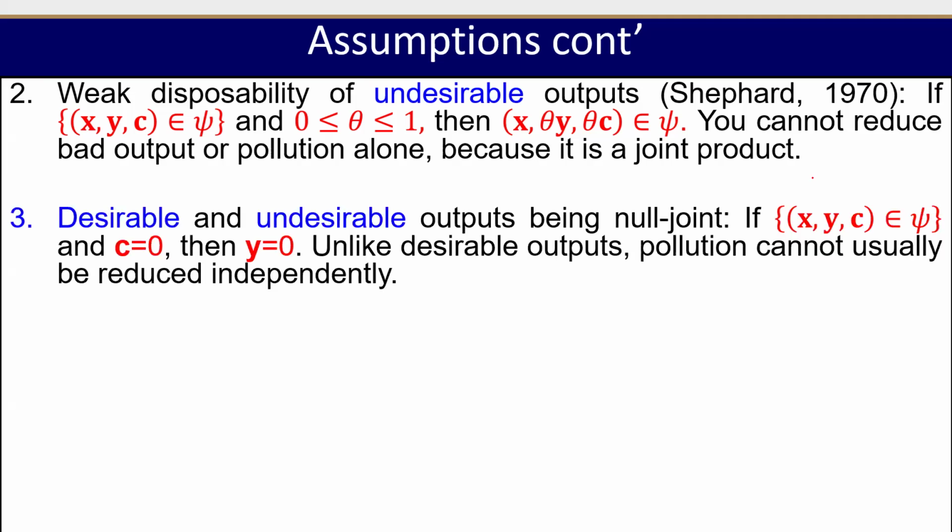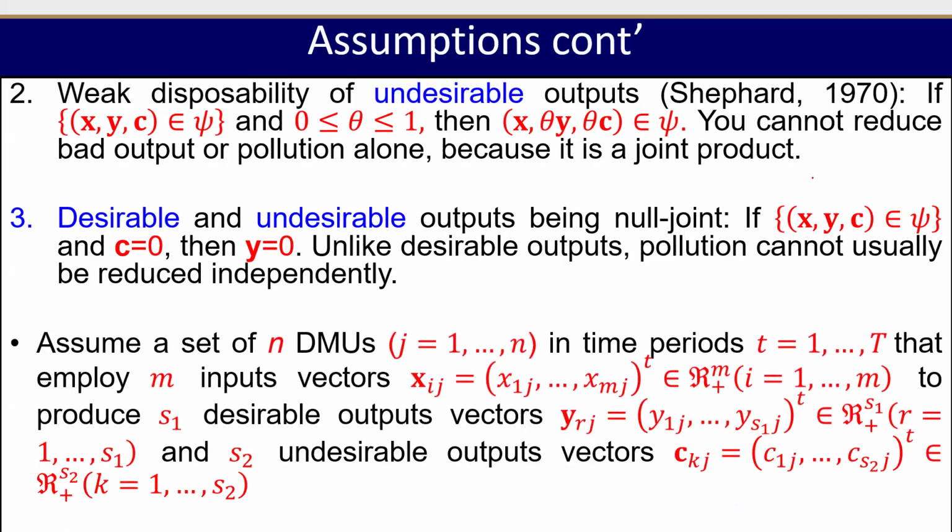And then finally, the third assumption is that both good and bad outputs are null-joint. In other words, they are producible. They are not empty. They have to be there. Unlike the desirable output, the pollution cannot usually be reduced independently. Pollution will have to come down with it. But they are all there. They are not zero.